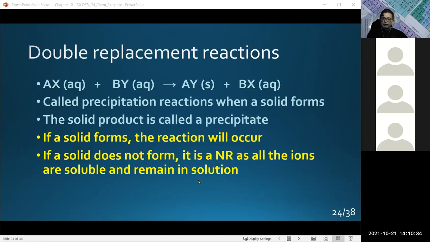And as I stated, now, we don't care about the reactants. We know the reactants are soluble. Okay, that's why they're aq. What we only care about is the new products, whether one of them is insoluble. If none of them are insoluble, then no reaction.